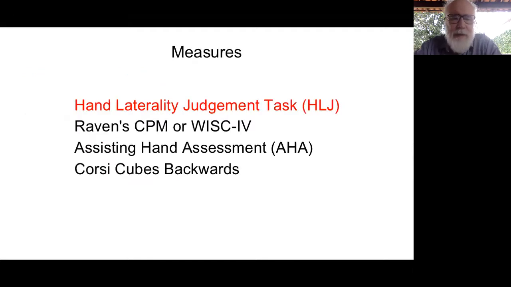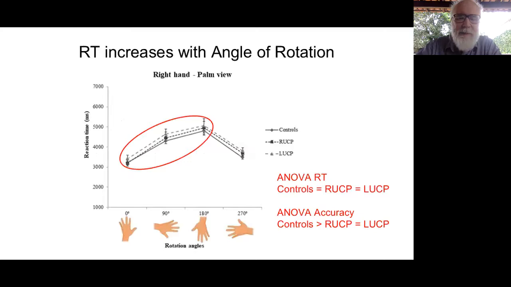The measures were the hand laterality judgment test, as shown before, which was applied both to typically developing children and to children with cerebral palsy. In the group of children with cerebral palsy, we also assessed intelligence using the Raven CPM or WISC-4. We also assessed functional performance using the Assisting Hand Assessment, and we also assessed working memory with the Corsi cubes backwards.